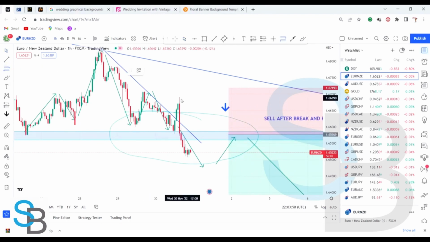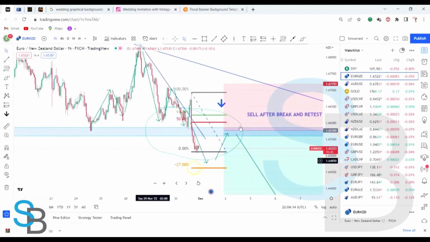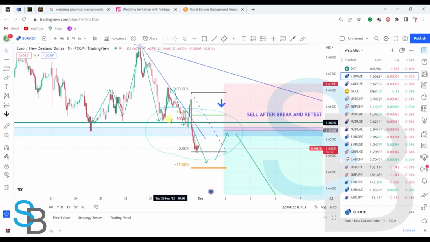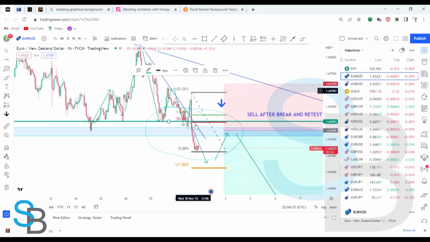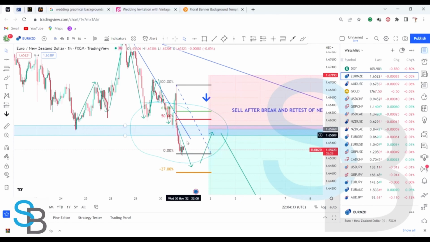If I take my Fibonacci tool and draw from this place to this place, we can see that this is our 50% retracement and then the 61% retracement, and this is basically the region of the neckline, because this is the neckline. So my estimation is that the market will come and retest this region before selling.